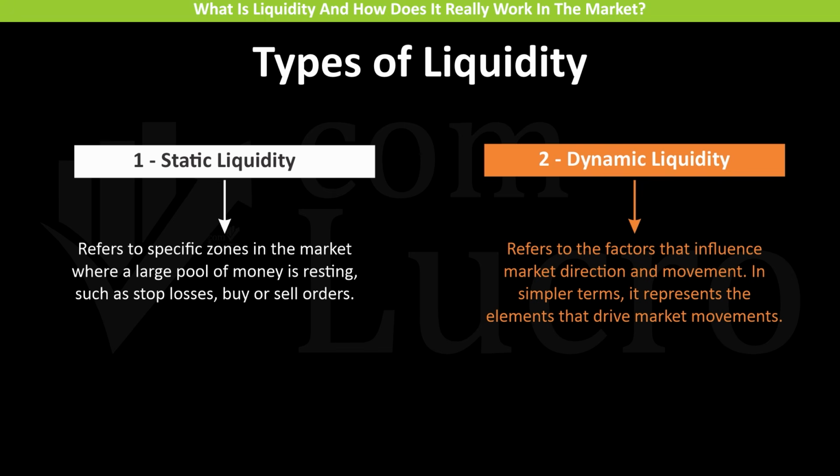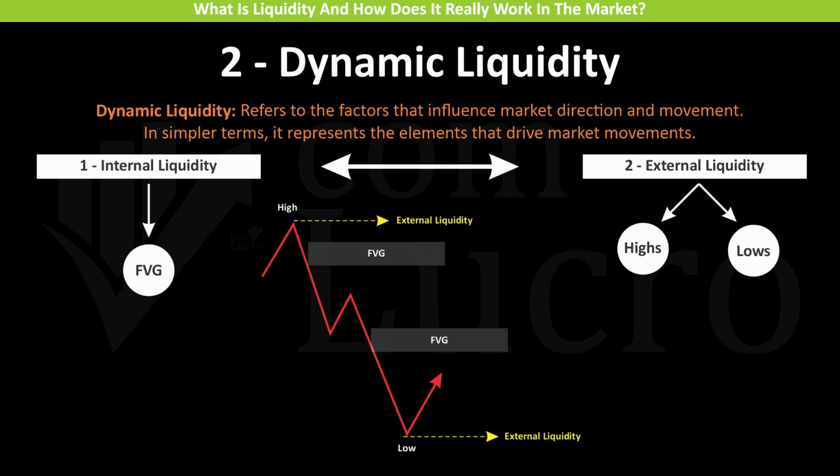Liquidity can be classified into two types: static liquidity and dynamic liquidity. Let us break both down in a practical way. Dynamic liquidity relates to the forces that drive price movement. In simple terms, it reflects how price flows through structure. To visualize this, think of a typical market swing with a defined high and a low. These highs and lows represent external liquidity.